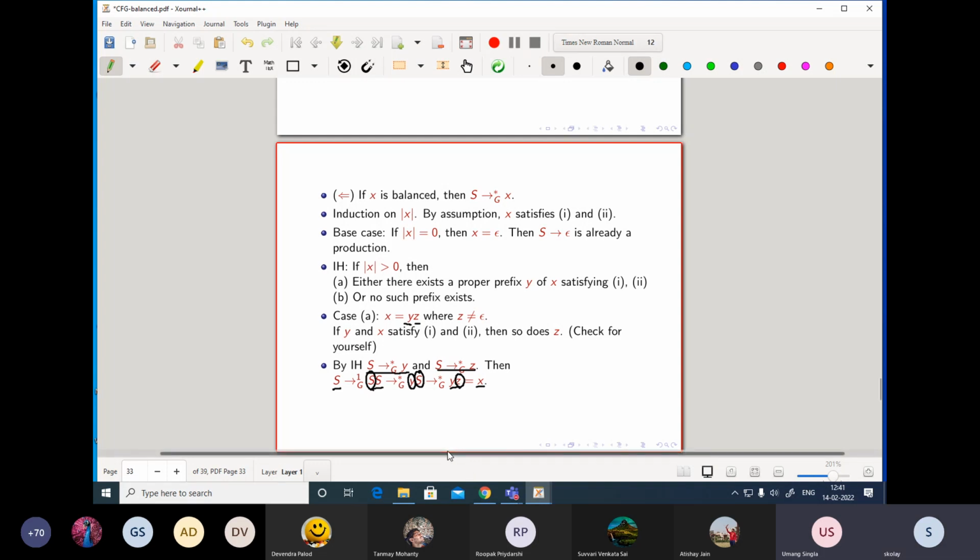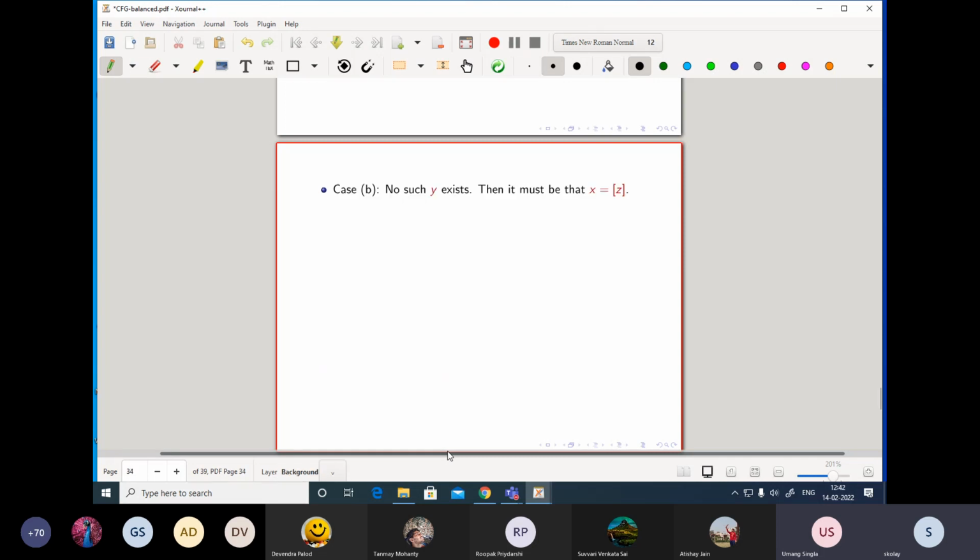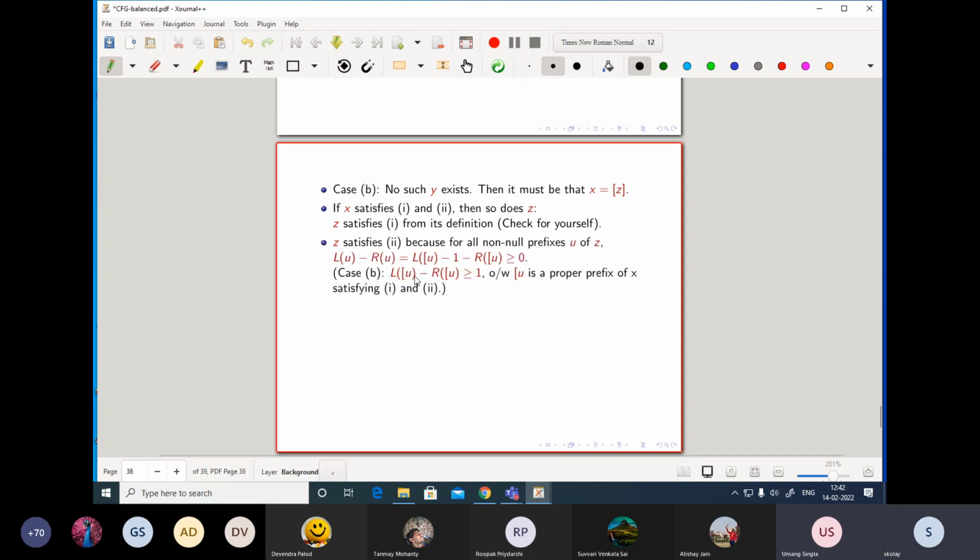Okay, in the first case, if I have a proper prefix that satisfies both 1 and 2, then I know how to derive x. Now the second case is what happens if there is no such proper prefix. That means x is of the form bracket z bracket. Another simple check: if x satisfies 1 and 2, we need to verify that z does the same thing. From definition, z will satisfy 1. For 2, this is also a simple argument.